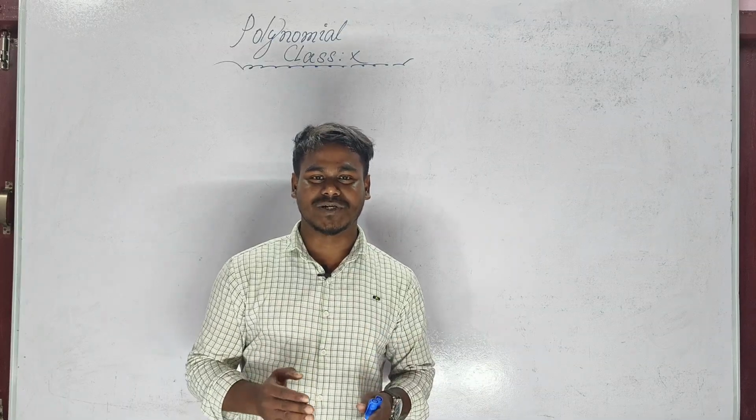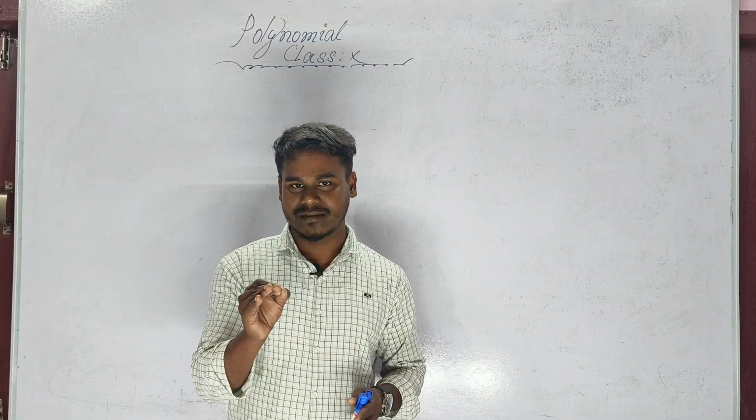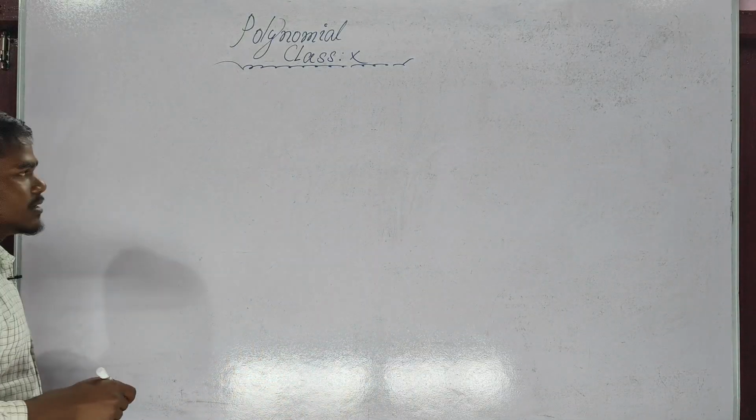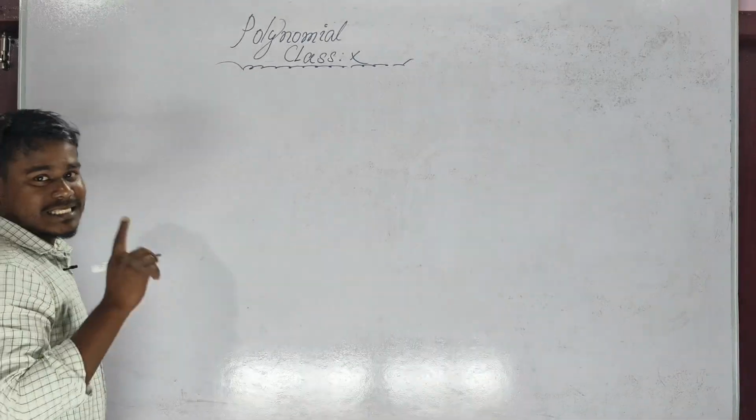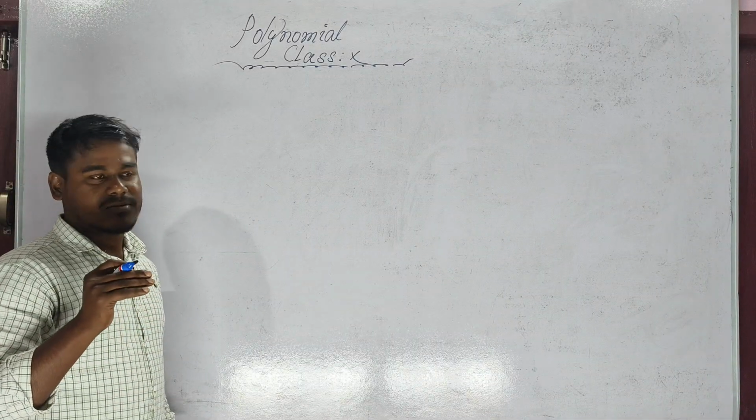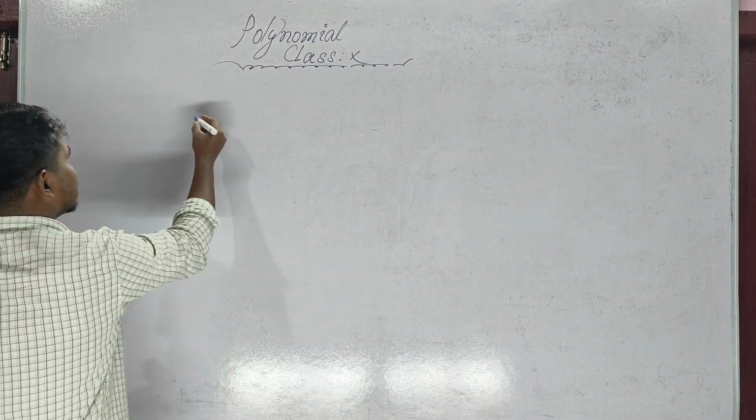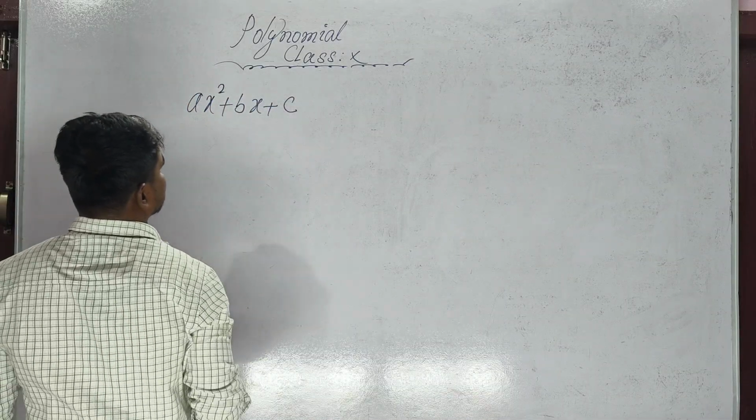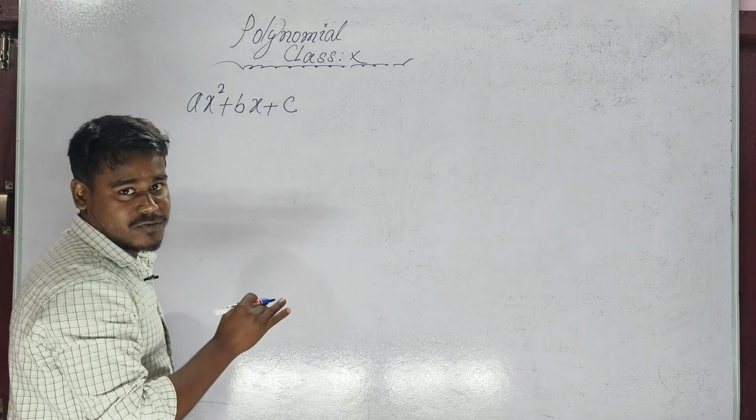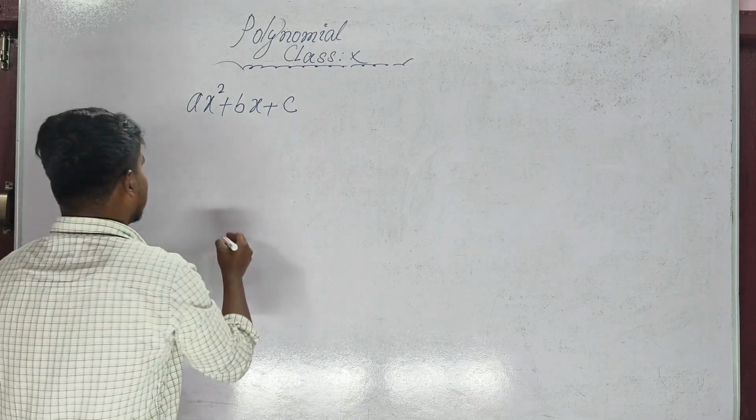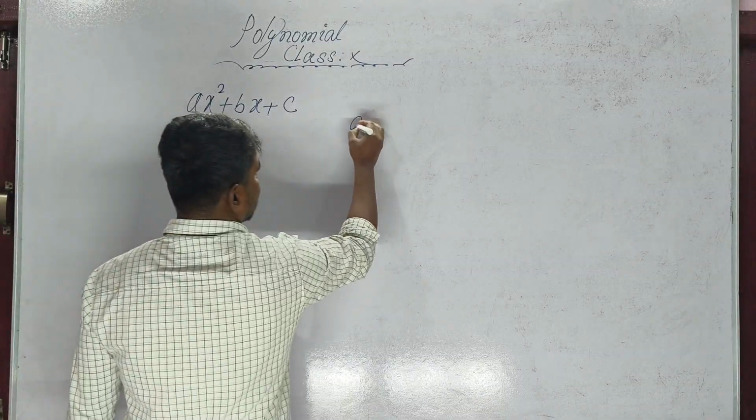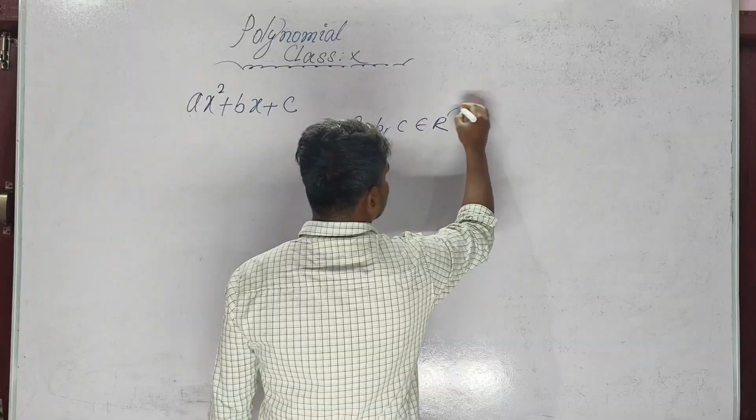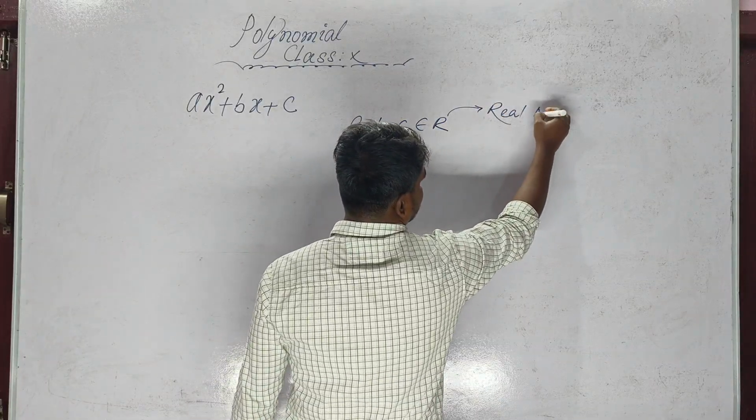Today's lecture is going to start class 10 mathematics, second chapter, polynomial. So my dear students, I am going to write the standard form of a polynomial: ax square plus bx plus c, right? This is the standard form of polynomial, where a, b, c belong to R. R means what? Real number.